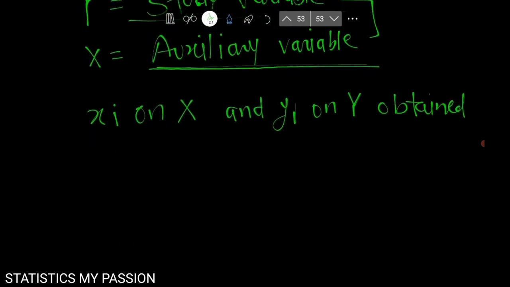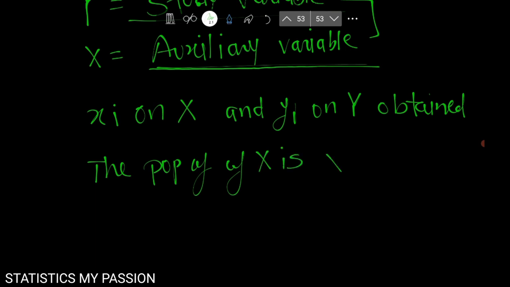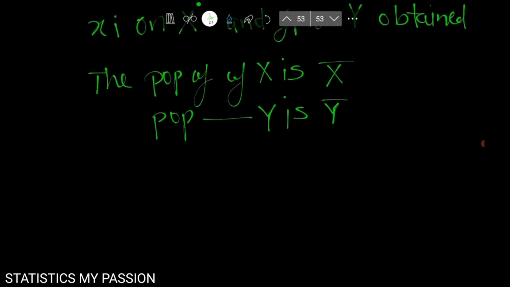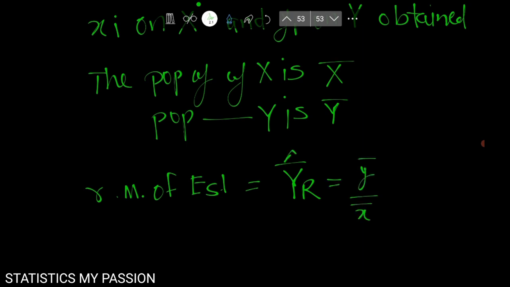and then the population mean of x is x bar, and the population mean of y is y bar, then the ratio method of estimation is y bar cap equal to y bar upon x bar times x bar. So what is this and this? This is the population mean, this is the sample mean of the auxiliary variable, and this is the study variable sample mean.